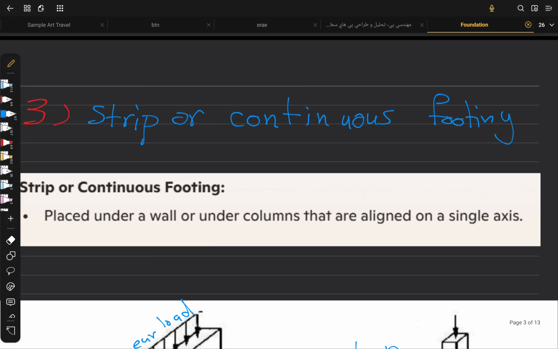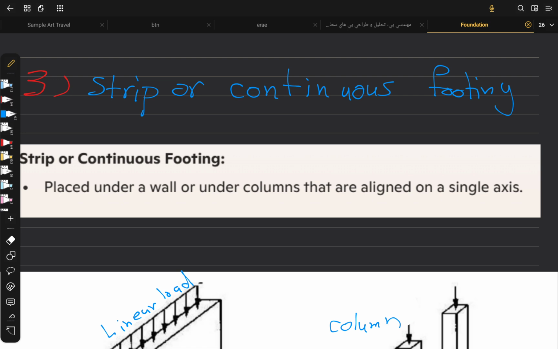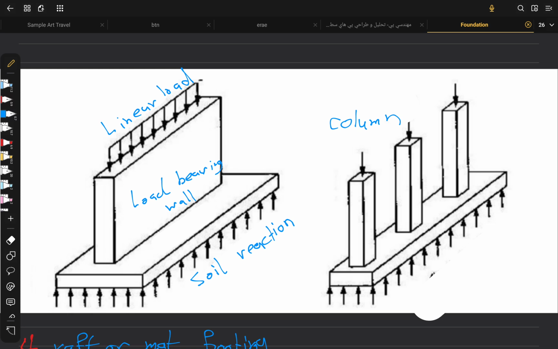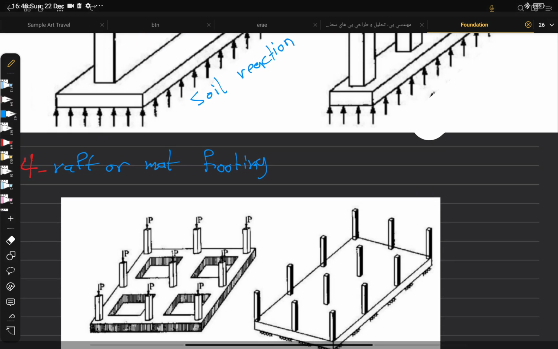We also have a strip or continuous footing. A strip or continuous footing is placed under a wall or under columns that are aligned on a single axis. The strip or continuous footing is one where one dimension is smaller than the other dimension. As you can see here, we have a load-bearing wall and a linear load and soil reactions. These are the reactions, and you can see the picture of them.